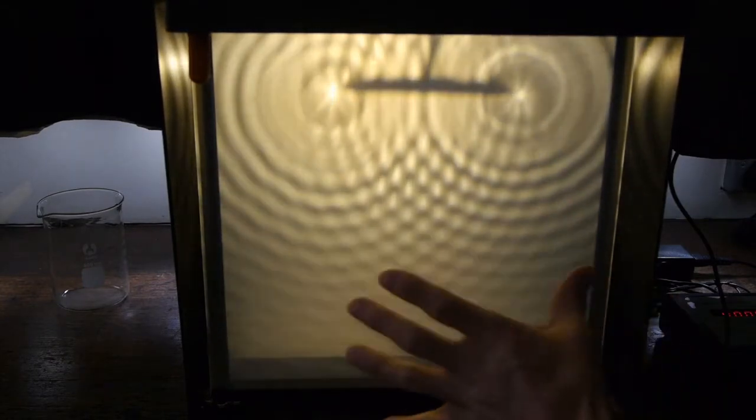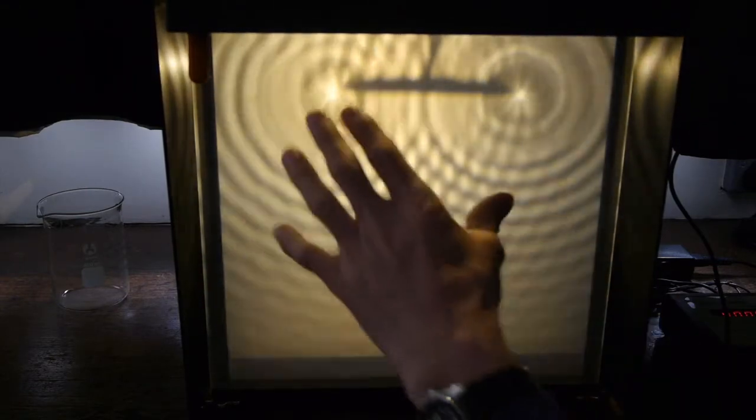So what you're seeing here is a really nice interference pattern. It's the overlapping and summing of two progressive wave fronts to make this interference pattern. And the ripple tank demonstrates it really nicely.